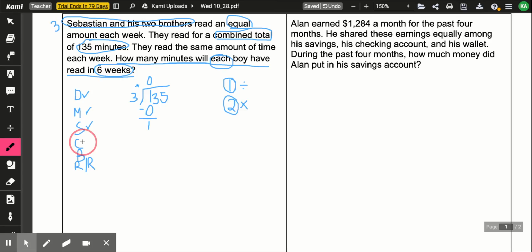I then have to check. What do I have to check? I have to check to make sure this 1 is less than the number I'm dividing by up here. The 1 has to be less than this number, or else I could have had another group up here. So 1 is less than 3, we can move on. So now I'm going to bring down my next number, which is this 3.